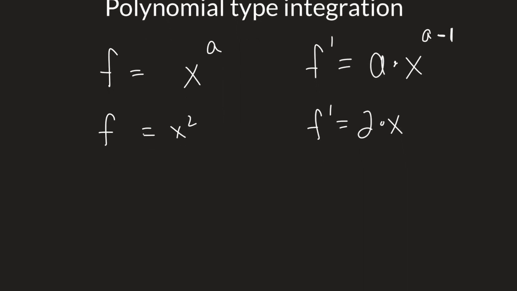Well, what if our function were already x to the a power? What if that's your derivative? The opposite of a derivative is an antiderivative. So where did that come from? What is the antiderivative if we have x to the a as our derivative function?